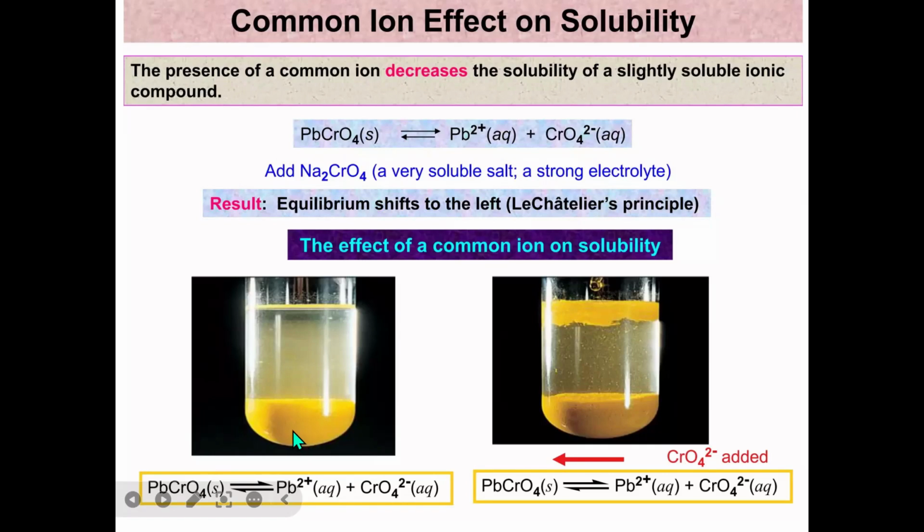So let's look at this one now. Here, this is what you have. You have two phases: precipitate at the bottom, then you have the solution. But now you add sodium chromate. So what will happen? Look at the upper part. The upper part is precipitating. Therefore, the dissolution is decreased while precipitation increases. So this is what we describe as the common ion effect.